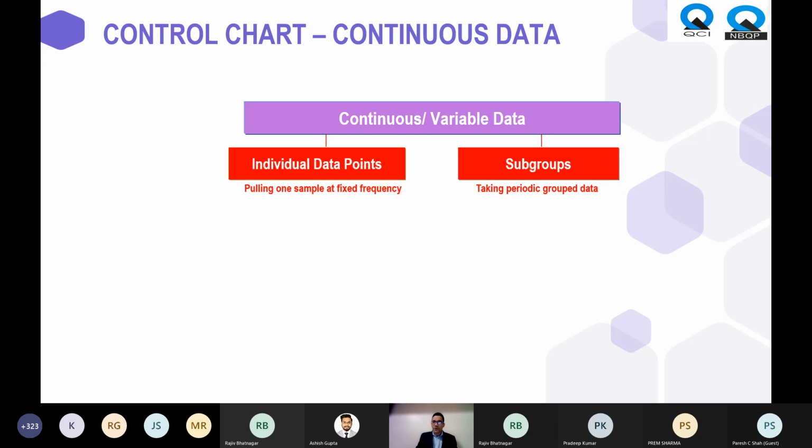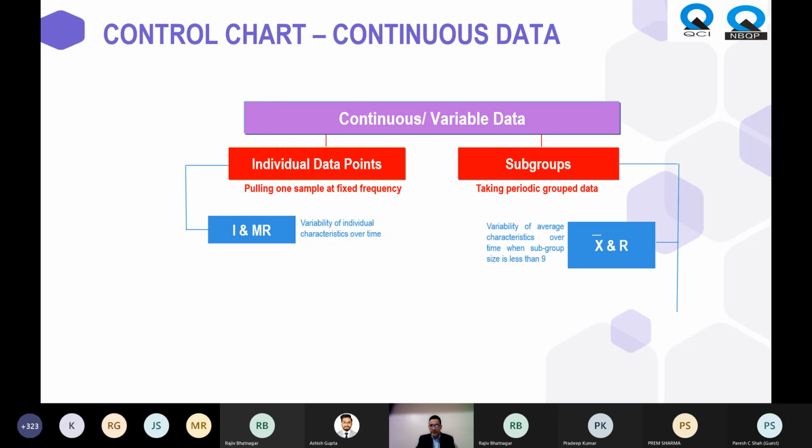It could be a subgroup. Subgroup means you are not taking one data at a time, but more than one. Maybe you are interested in capturing two or more milk packets at a time. That will fall under subgroup. For individual data points, we use the I-MR control chart, for the variability of an individual characteristic over time. For a subgroup, if my data points at one time are less than 9, I use the X bar and R, mean and range chart.